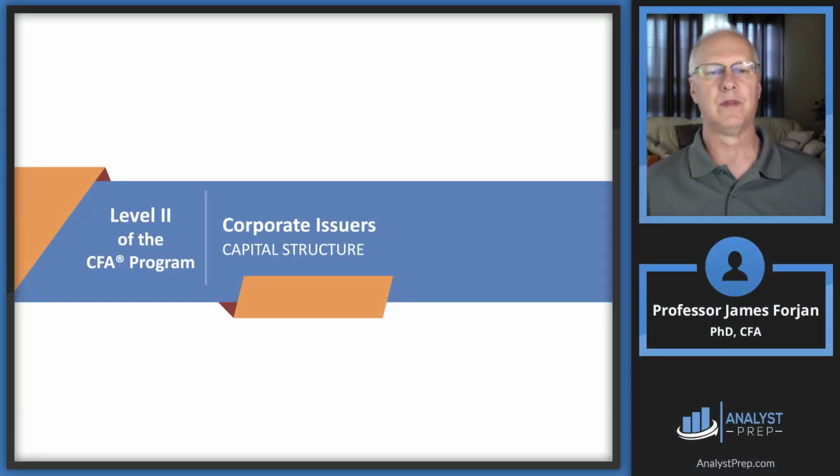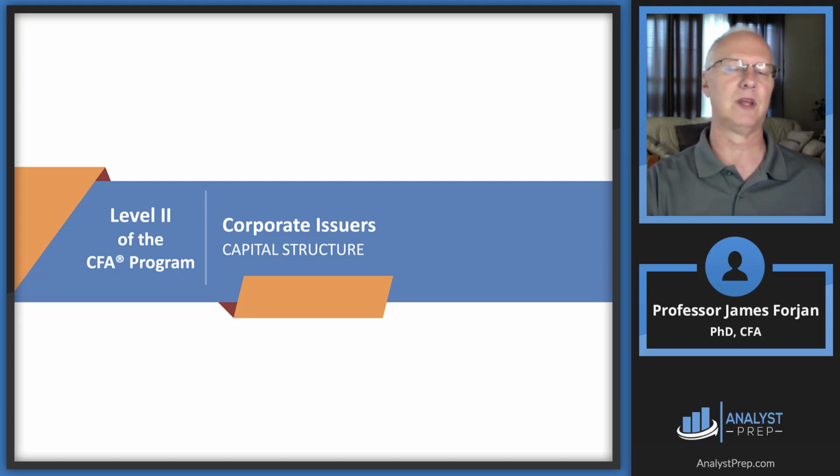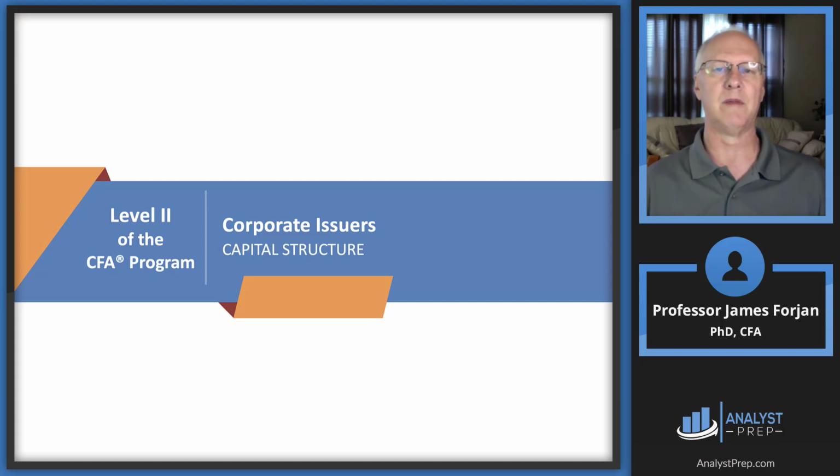This is level 2 of the CFA program, the topic on corporate issuers and the reading on capital structure. Capital structure, of course, is the right-hand side of the balance sheet. We know that businesses invest in positive net present value projects, right? Those are the long-term assets, the property, plant, and equipment, the product lines that are over on the bottom left-hand side of the balance sheet.